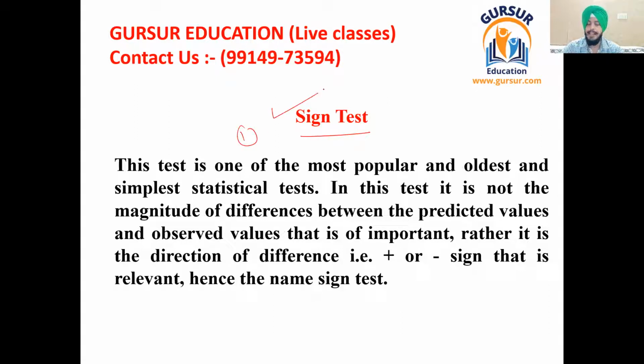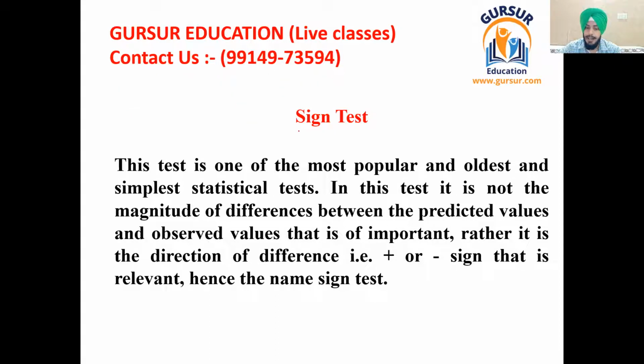Now, this is the first non-parametric test. This is known as the sign test. In correlation, I taught you about the correlation by Karl Pearson. Then we talked about rank correlation, and lastly the concurrent deviation.